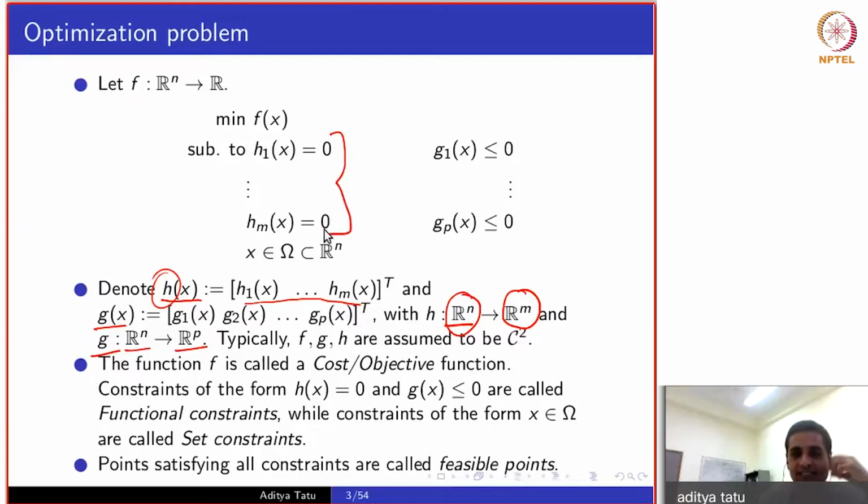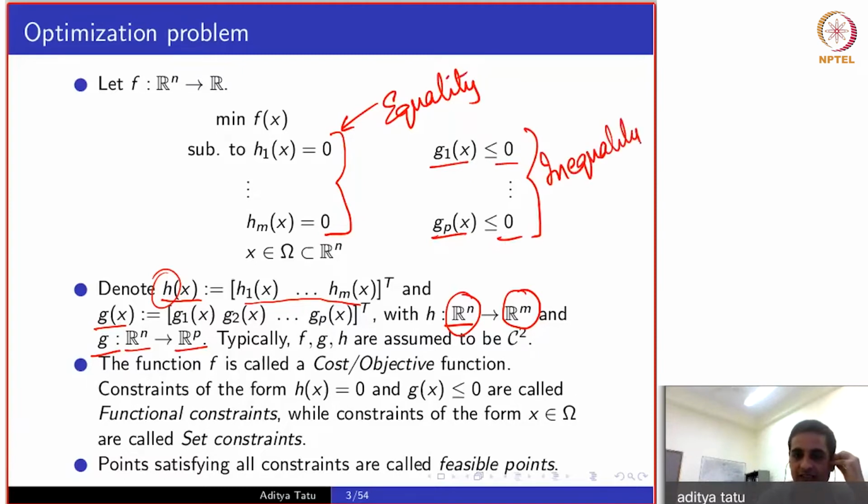The x that you claim as the minimum of f must have the values of h1 to hm evaluate to 0. Similarly, at that x, the values of the functions g1 to gp must be non-positive, less than or equal to 0. So these are called the equality constraints, and these are what are called the inequality constraints.